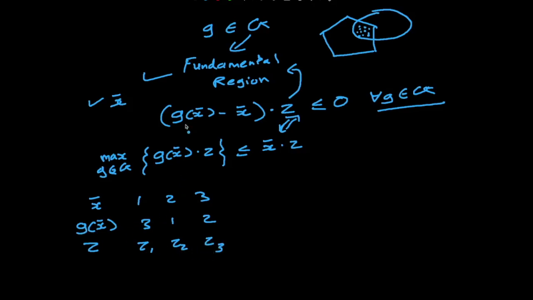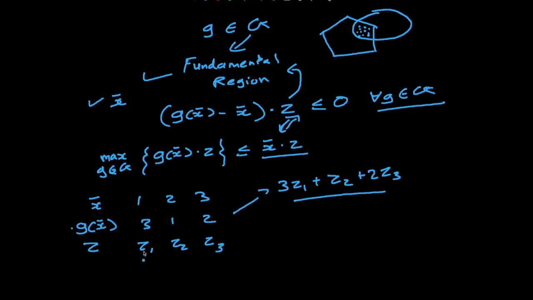So what would be the left part of this inequality? It's 3 times z1 plus z2 plus 2 z3. So this is the left part. I'm going to ignore the right part for the moment, but let's see what the left part is for this particular permutation g. If I multiply g of x bar times z, we get this.